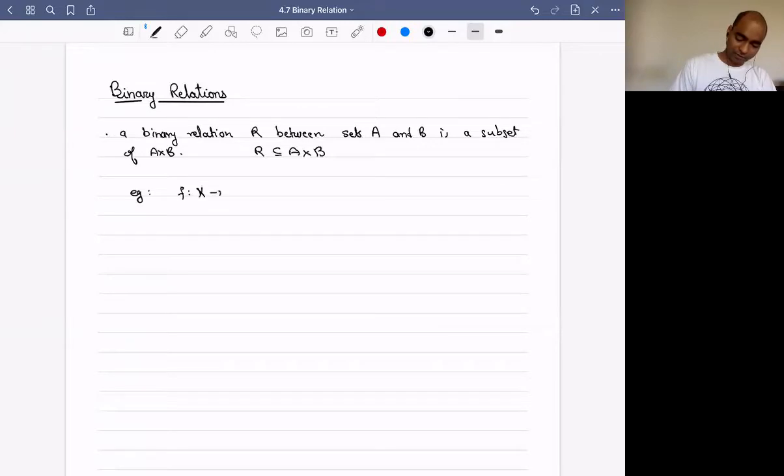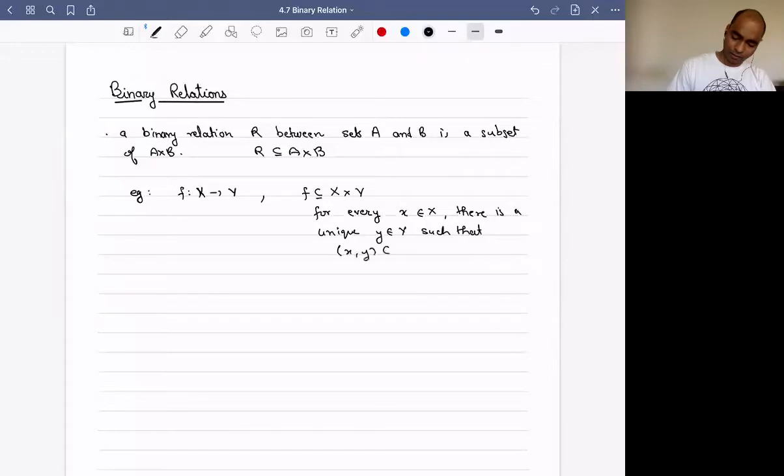Recall that a function from X to Y in set theoretic notation is a subset of X cross Y, which satisfies certain property, that is for every x in X, there is a unique y in Y such that... this was a set theoretic definition of function. And you can see F is a subset of X cross Y. So F is a relation between X and Y. So functions define relations, but relations don't need to have this extra condition. So they can be much wilder than functions.